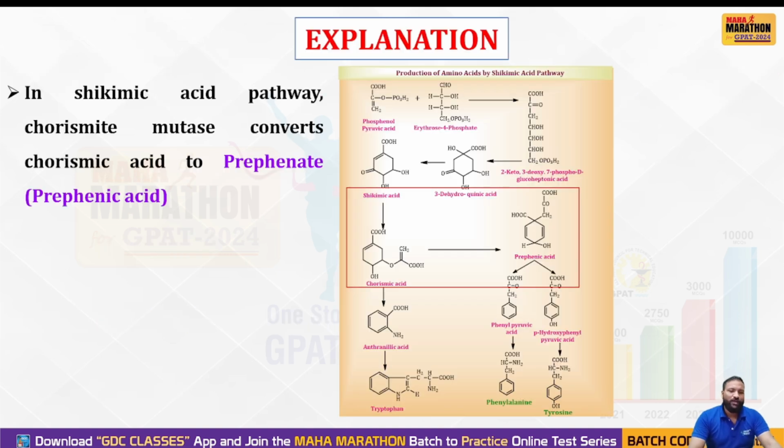So this is an explanation or proof: chorismic acid is converted in the shikimic acid pathway to prephenate. The chorismate mutase will convert the chorismic acid to prephenate in the shikimic acid pathway. So prephenic acid is right here in the box itself, where it gets formed from shikimic acid.